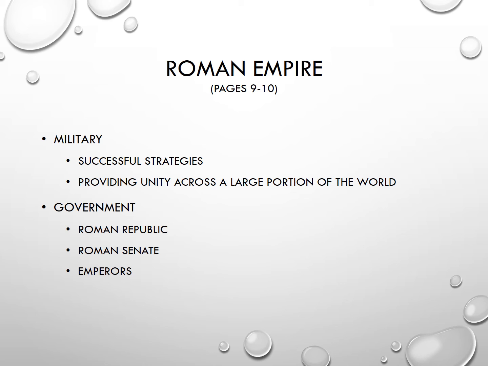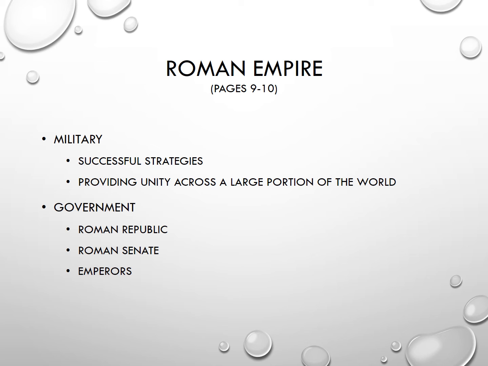And an interesting aspect of this is that they unite so many people under the Roman Empire that a large portion of the world was under the control of the Romans. And that was in large part due to the military. Now, ultimately, the Roman military is not going to be able to provide the strength that's needed to sustain the empire, but for hundreds of years, the Roman Empire is able to control and provide unity across the world.